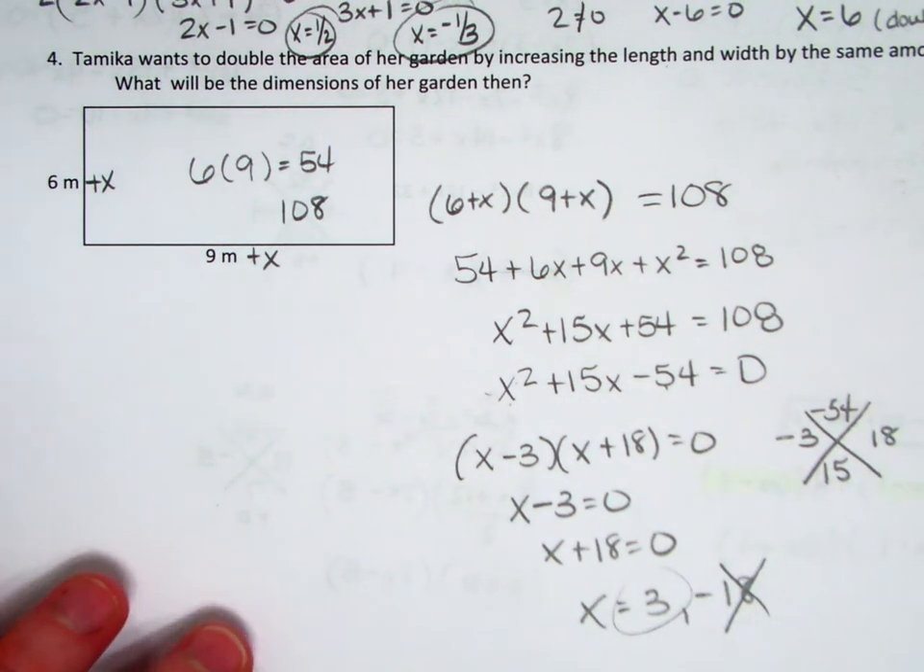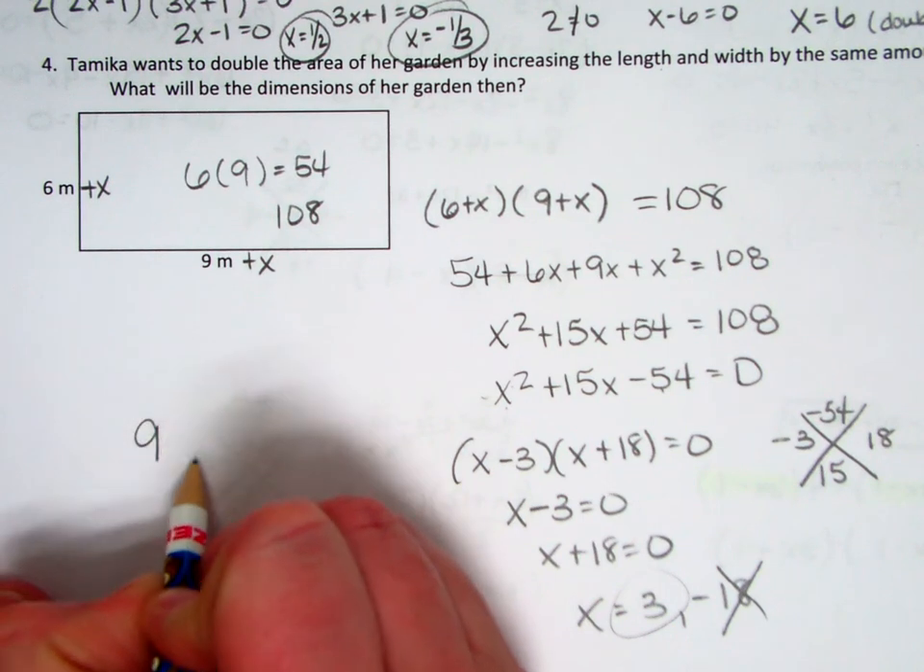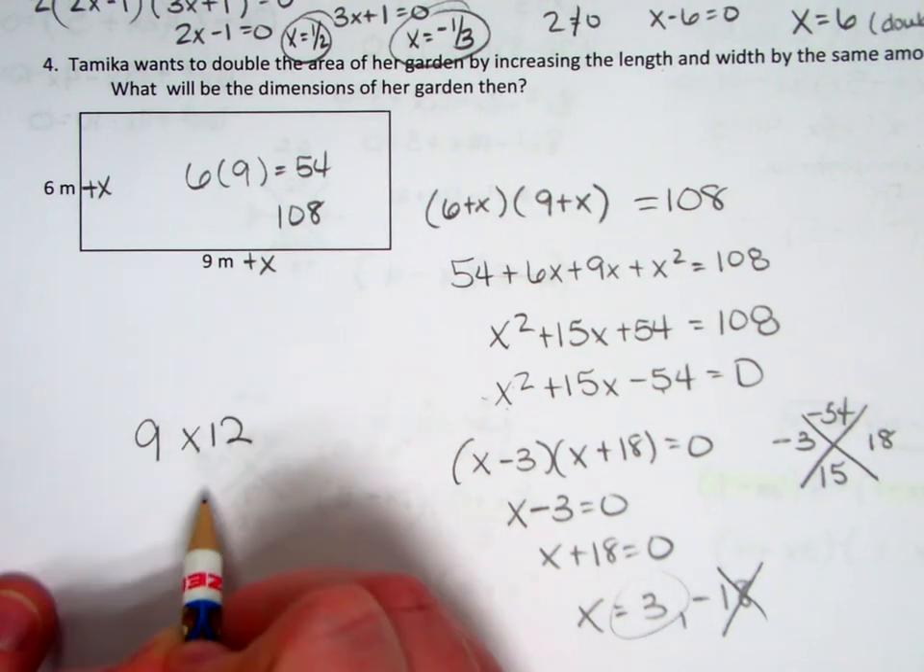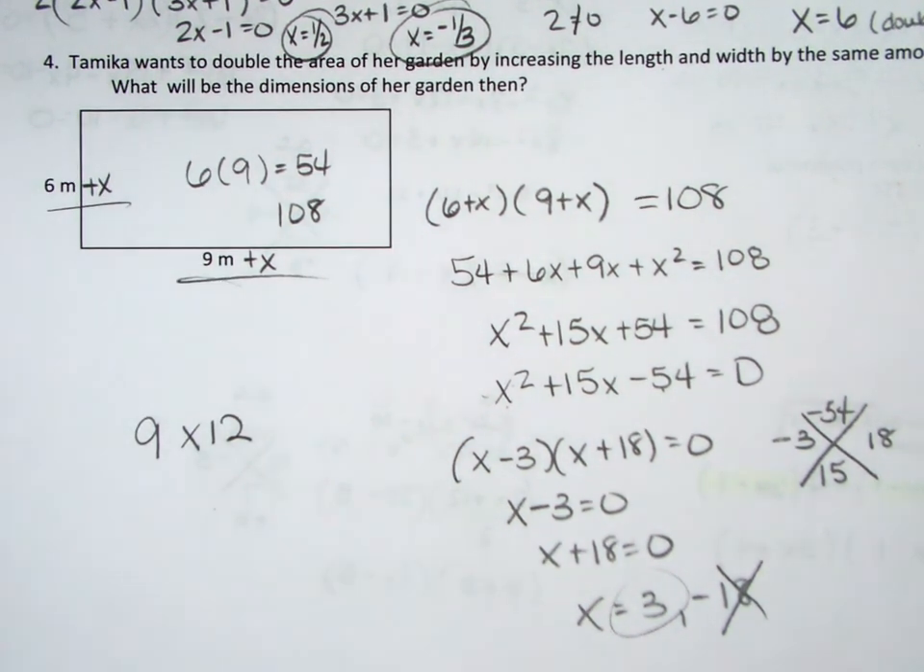So x equals 3 is my answer for what I'm going to add, but it's asking what your actual dimensions are. So your new dimensions would be a 9 by 12 because I'm going to add 3 to both of those values. There you go. That's part 2.